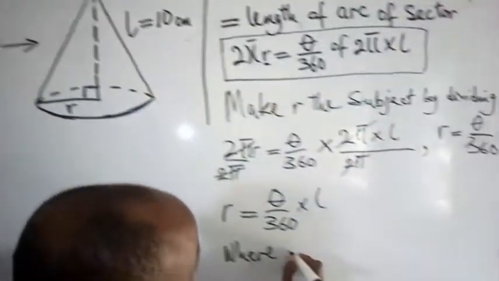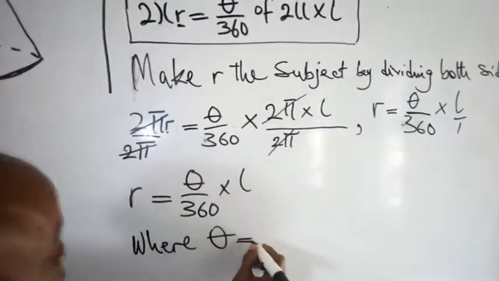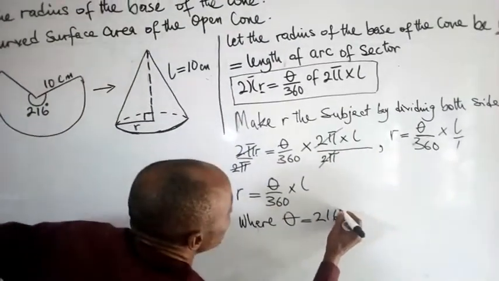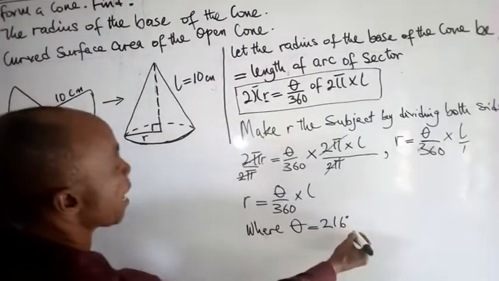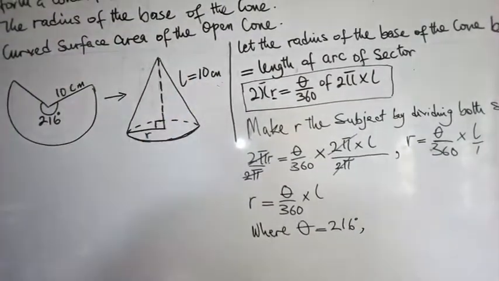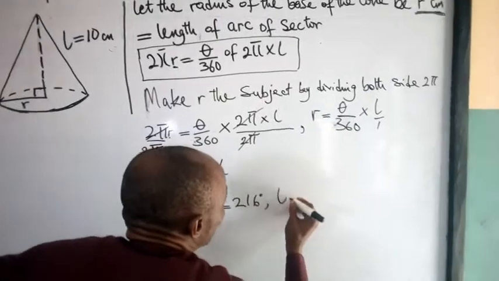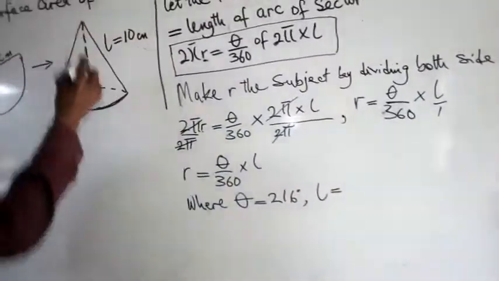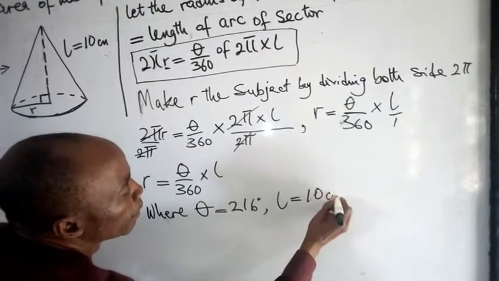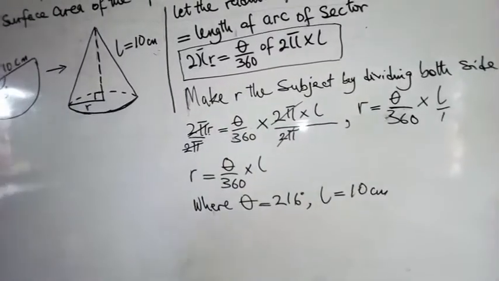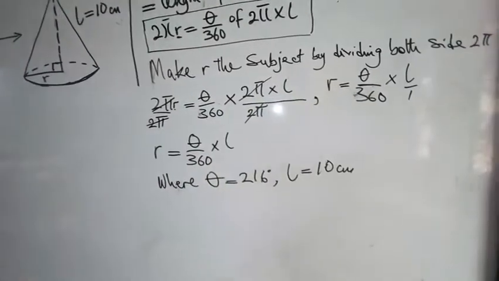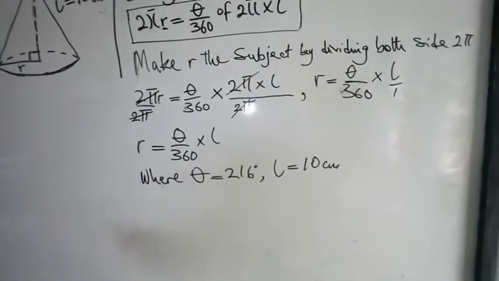Where theta is equal to 216 degrees, comma, then slant height is given. Slant height is 10 cm. Follow it step by step, because after this one, in the next question, I will just be moving with top speed so that you know. But I'm taking time in this one. So what are we going to do now? What are we looking for now?